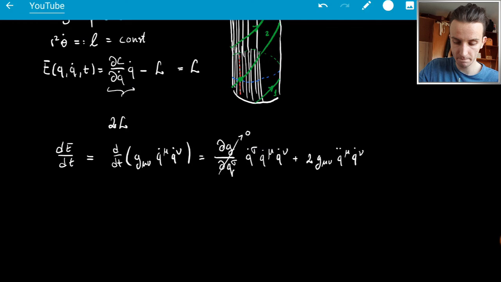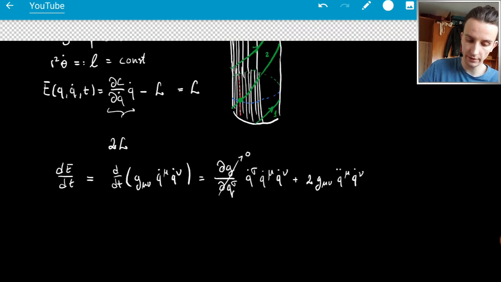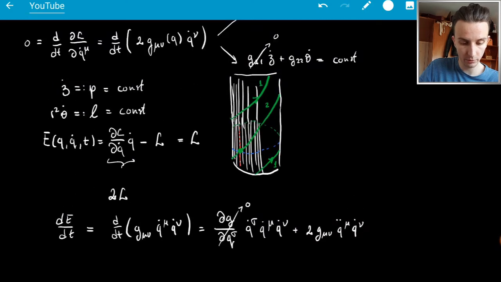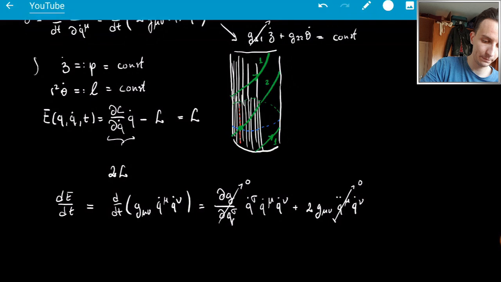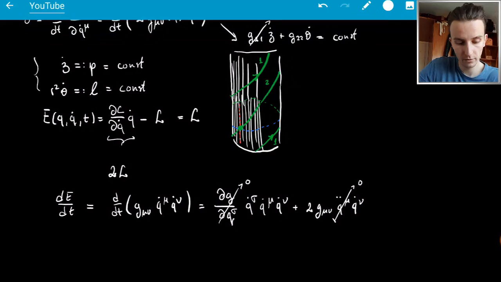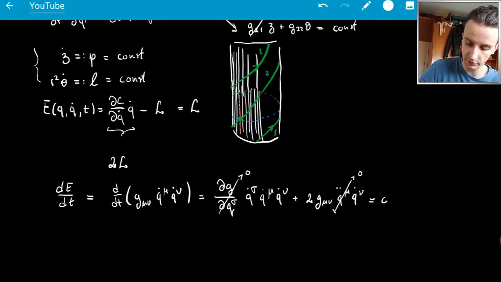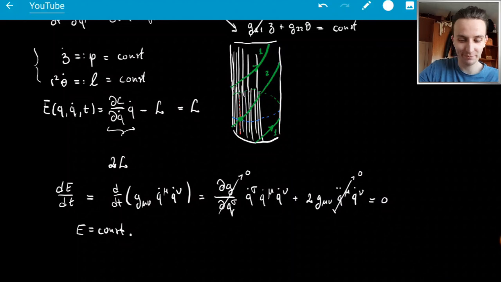Okay. But then Q double dot is equal to 0 because of this part, right? So Q double dot is either Z double dot or theta double dot, they're both constants, so this is equal to 0, i.e. energy is constant, so everything is conserved. It's pretty nice. Exactly what you would expect from a geodesic.